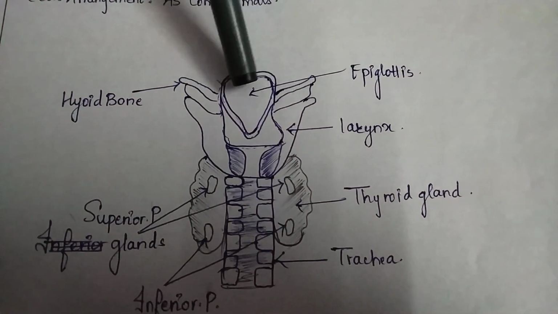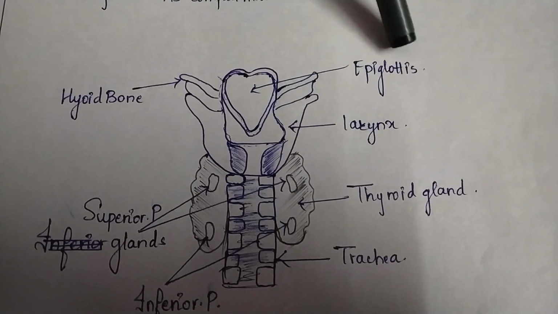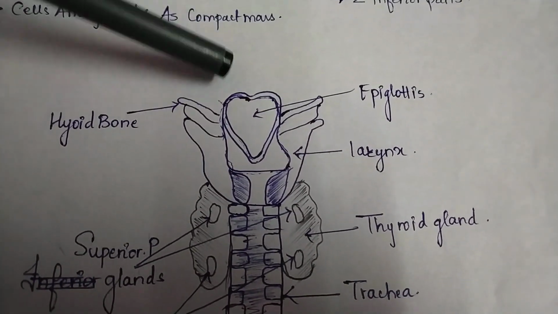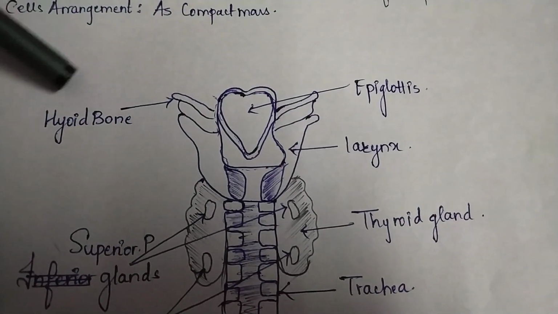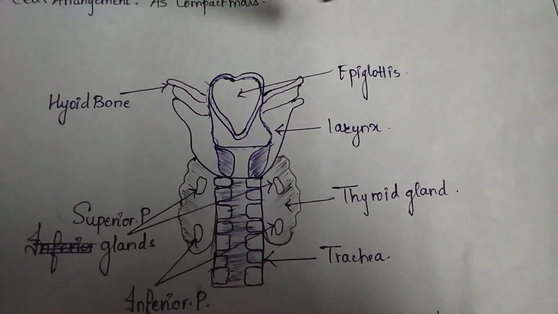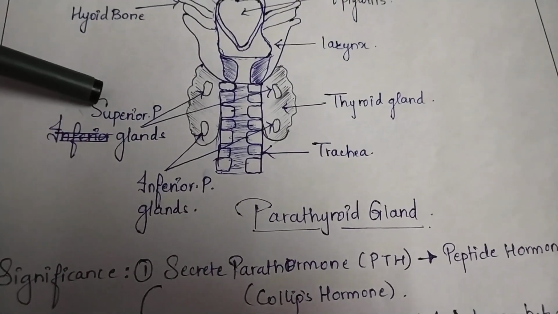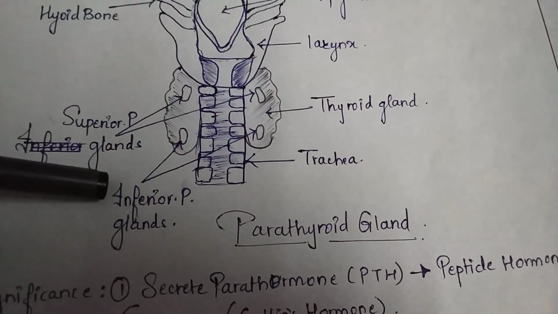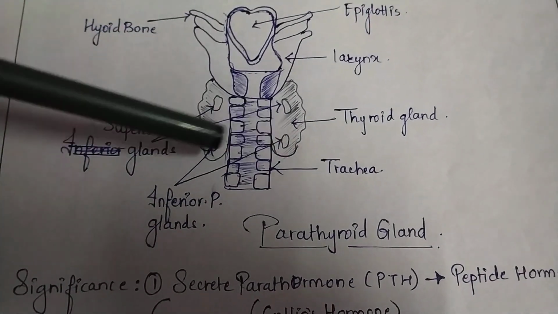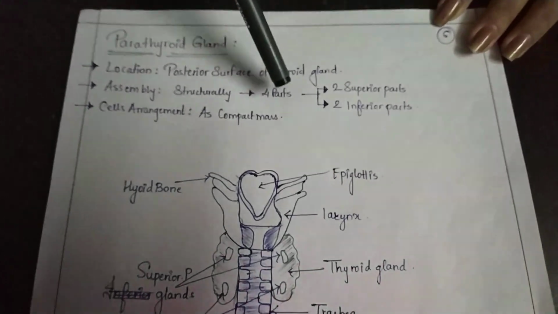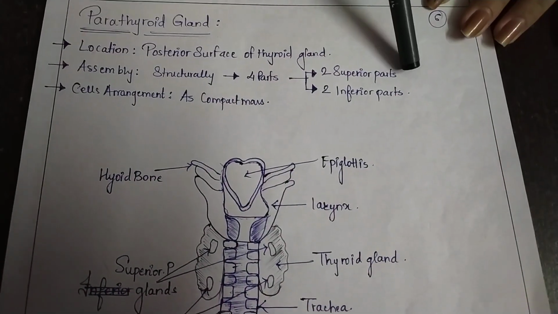You know, after the pharynx there is the larynx. The opening of the larynx is basically the epiglottis. Okay, and there is a bone which supports this entire assembly, which is nothing but the hyoid bone. So I repeat, you have to focus in this diagram on the two parts, that is the superior parathyroid glands and the inferior parathyroid glands. There are two pairs of inferior and two pairs of superior. So structurally there are four parts, two superior and two inferior.